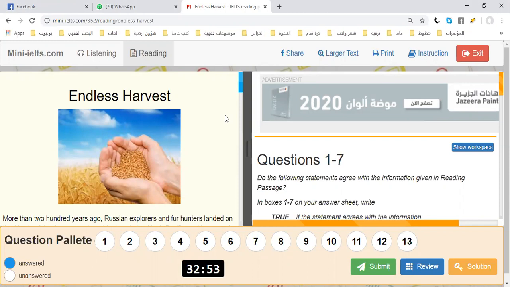This is Dr. Anas Ghazi Inaya, and today, inshallah, we're going to be talking about how to solve true, false, or not given questions in the reading module of the IELTS test.